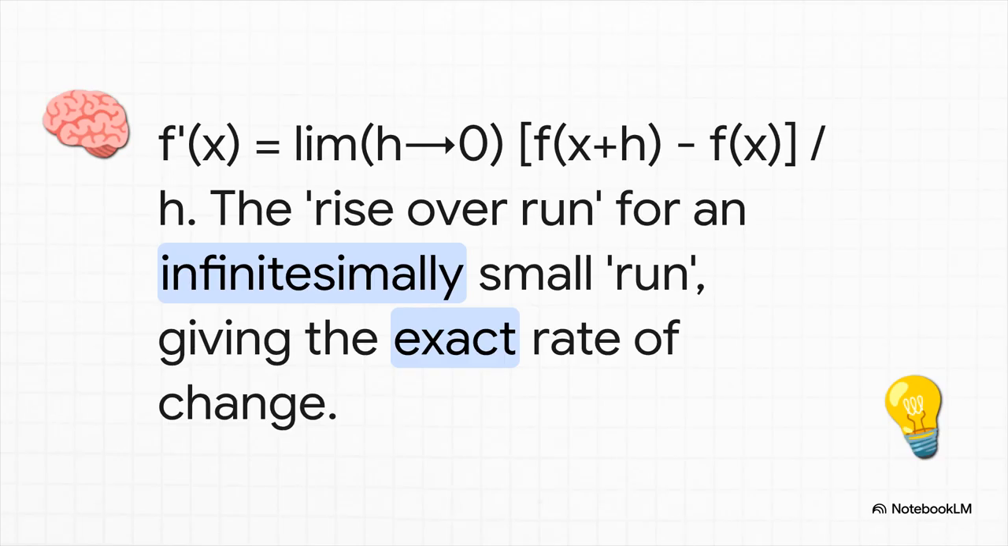And that whole idea we just talked about? Well, here it is, all dressed up in its official math formula. This is the limit definition of the derivative. It's really just the rise over run formula you already know, but with this incredibly powerful twist. We're taking the limit as the run, that tiny distance h, becomes infinitesimally small. And that's what gives us the exact instantaneous rate of change.